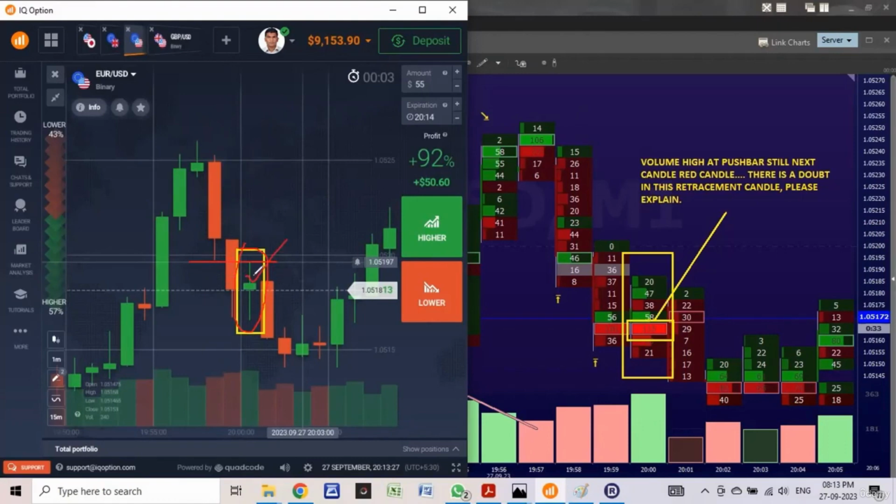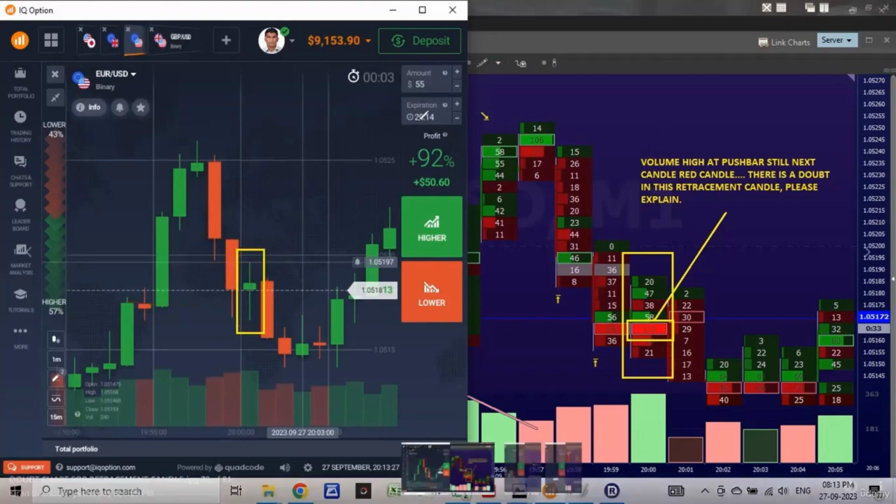Okay, now there is a viewer over here, and it has created a volume at the push bar, a big volume at the push bar. Okay, I am explaining. See, try to understand one thing.